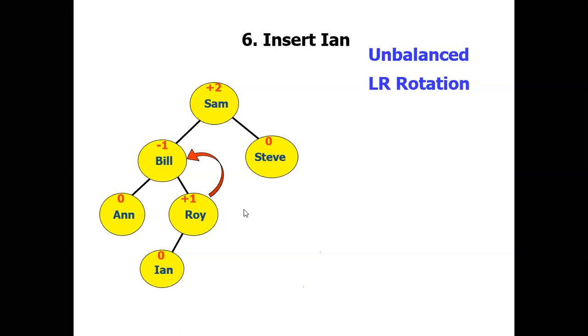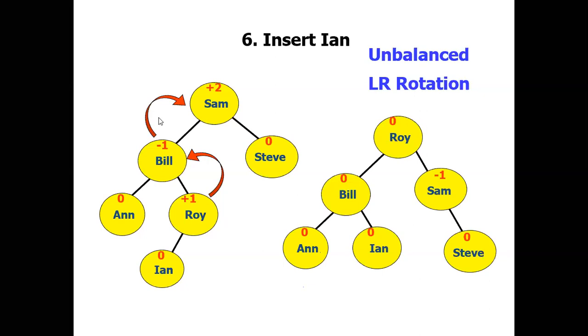Or we can perform the left-right rotation. So the left-right rotation is moving Roy to this place. Then the right rotation again is to move Bill to the Roy, which is here down to this location. So when we perform that operation, we're going to have this. And it's the same thing as saying move Roy to this location and move Sam to the right.